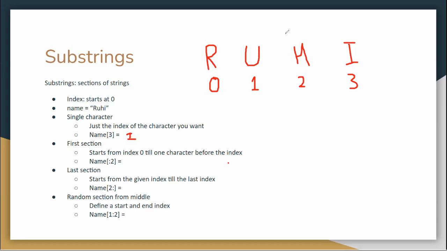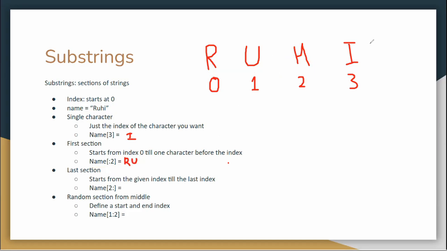So that way I'll get just the first section of my word. So let's say I just want to print RU, then I would say name to index number 2. So when I say this, 2 is not included, meaning that H will not be included in my substring. Only from number 0 to the character right before the defined index or the ending index. So this would print RU.